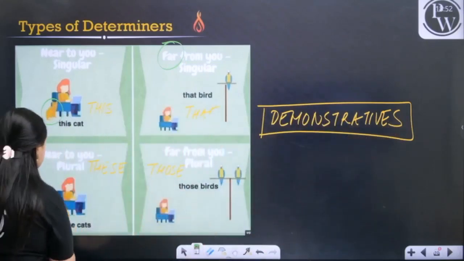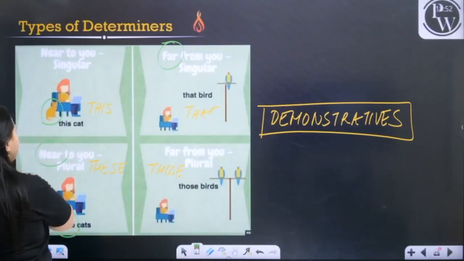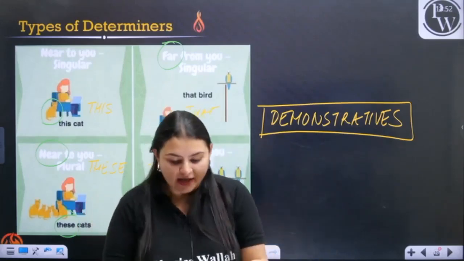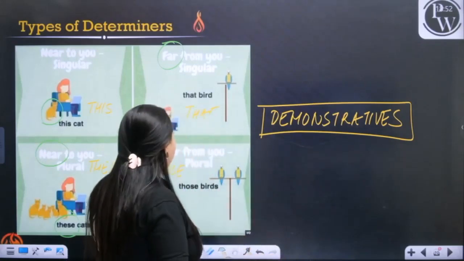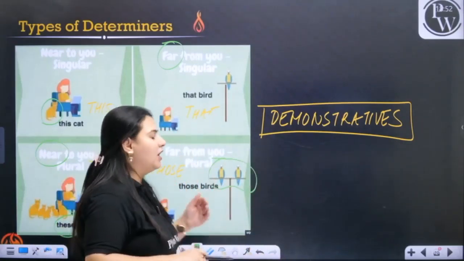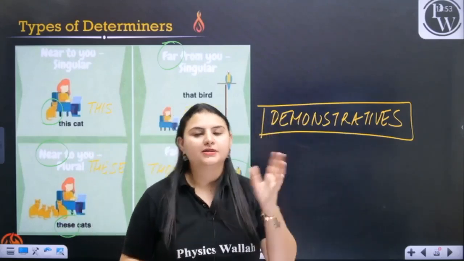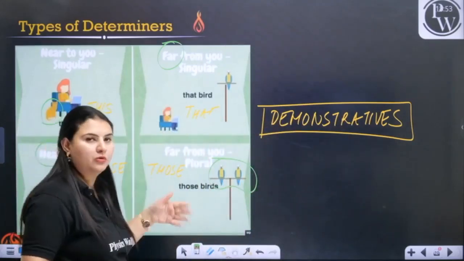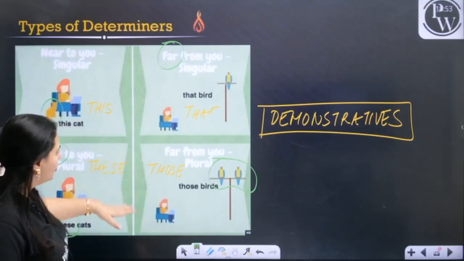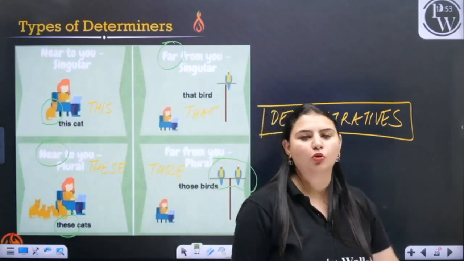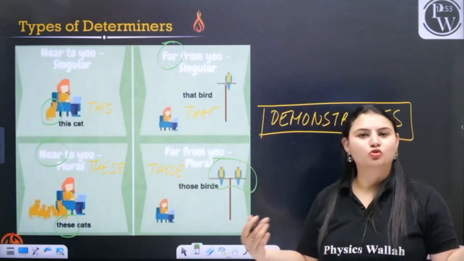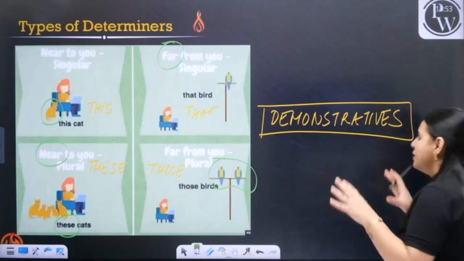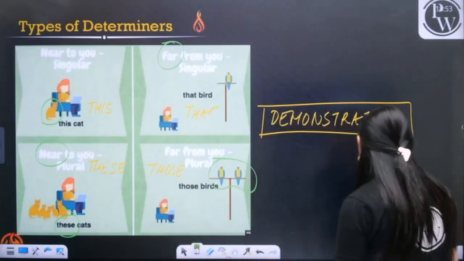Now, here in this case, these cats are actually near to you. There are a lot of cats. The cats are in plural. These cats are near to the girl. That is why she is saying these cats. Now, here in this case, the birds are far away from her. The birds are far. And the birds are in plural. That is why she is saying those birds. Now, this becomes these. This is the singular one and these is plural. That is singular and those is plural. This, that, these, those. Very simple, that we have all been learning from very small classes. But you must know these things. Okay, now let's move further.